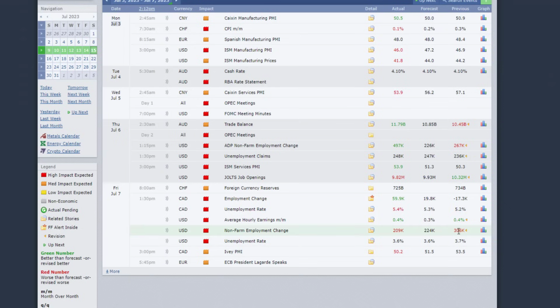This was the data from the previous, and it was expected. Now, non-farm employment rate is simply the number of people that have either gotten a job or have lost their job, with the exception of the farming sector, or what we call the agricultural sector. So you can actually see the data expected was 224,000, and then more people have lost their job, because when it comes out red, it means people have lost their job. If it comes out green, it means people have gotten a job.